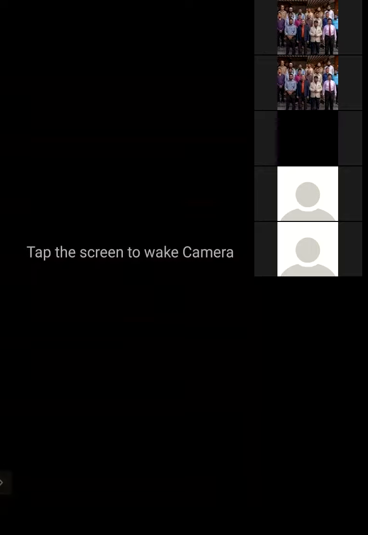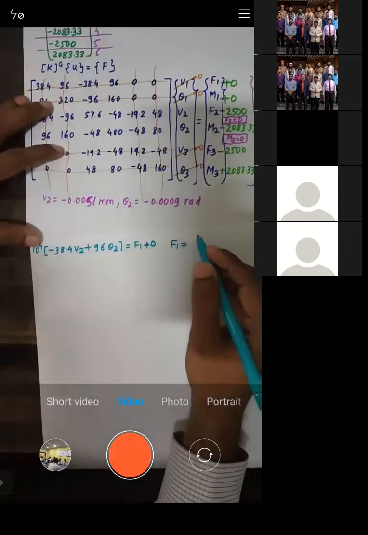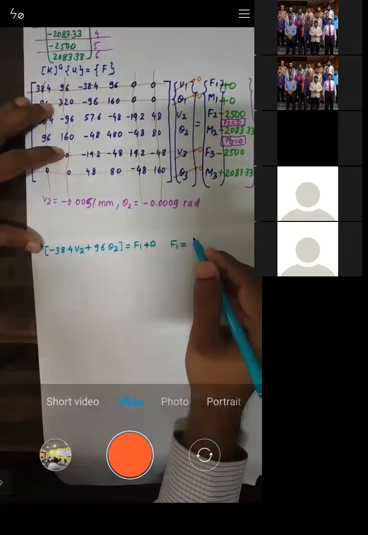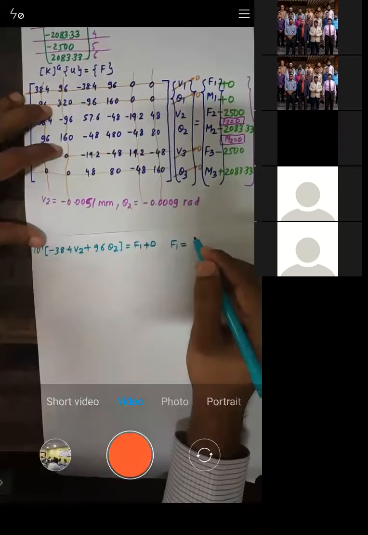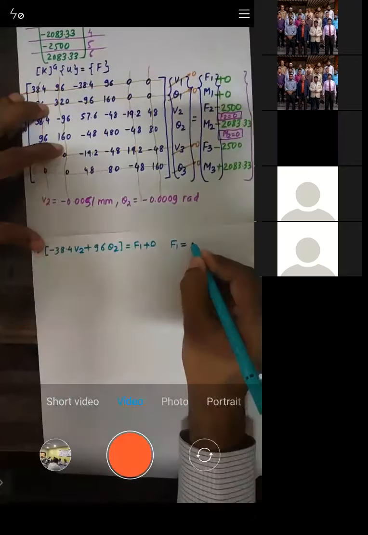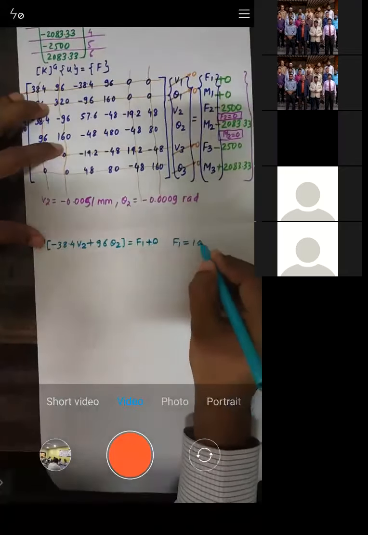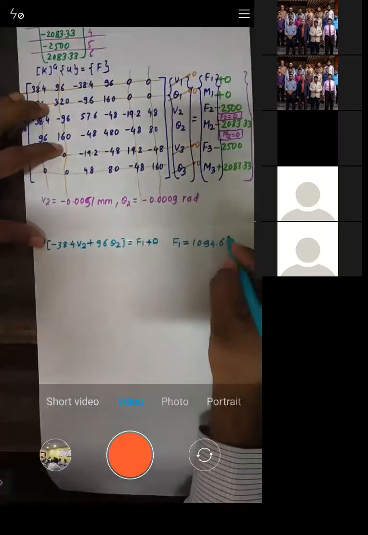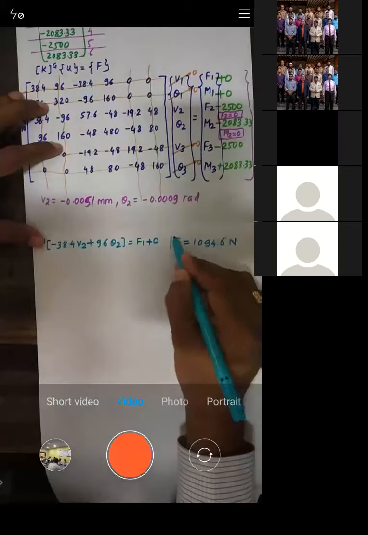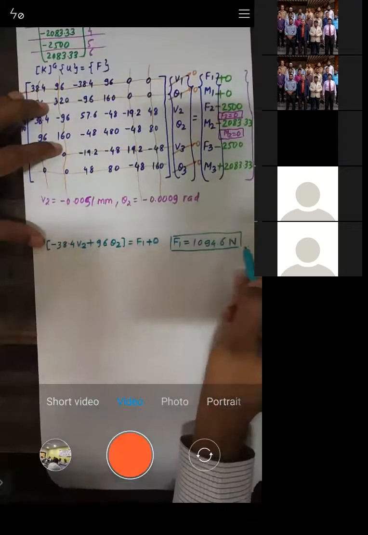Let me know what value of F1 you are getting. All of it, just do this calculation, F1. You can tell me what value of F1 you are getting. So you will get somewhat like this, 1094.6 Newton. So this value of F1 you will get, 1094.6.